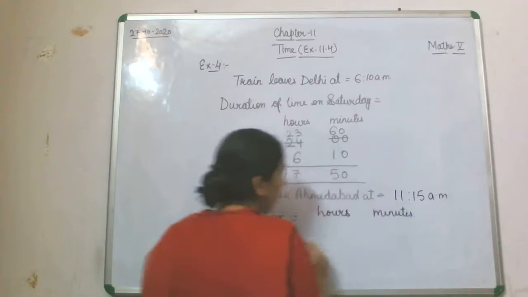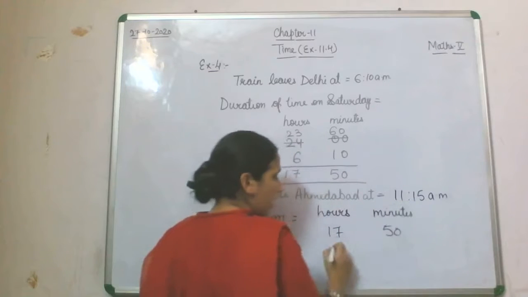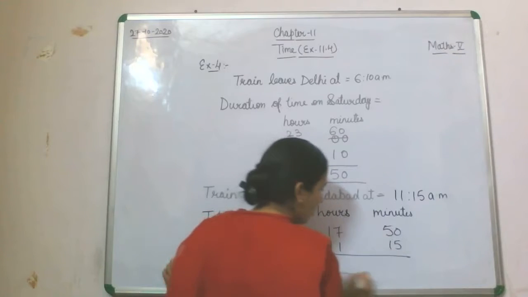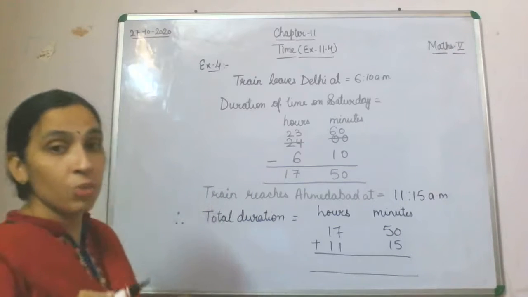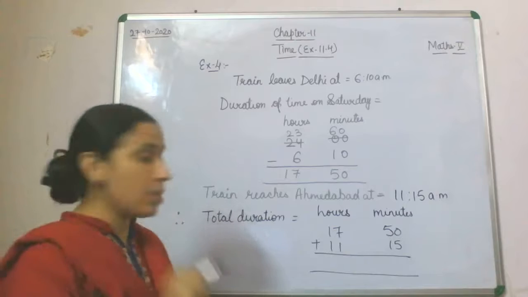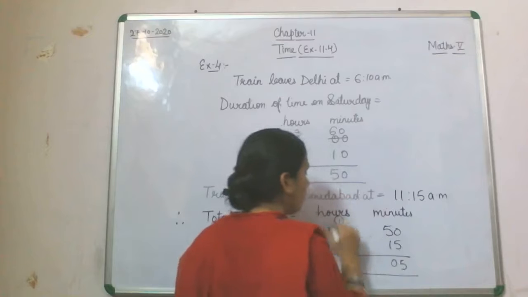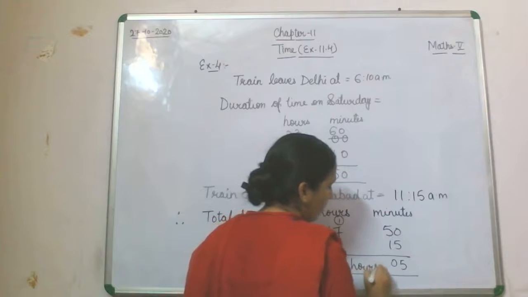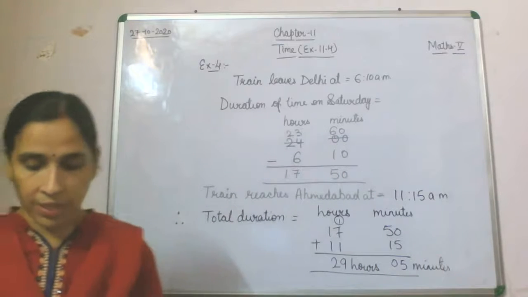And what will we do here? Now hours will be this 17 hours 50 minutes of the first day and 11 hours 15 minutes of the second day. We'll do the total, and this will be the total time duration which was taken by the train to reach from Delhi to Ahmedabad. So what will we do? This will be 5. 1 will become an hour, 7, 8, 9, 29. So this will be the duration, 29 hours 5 minutes.